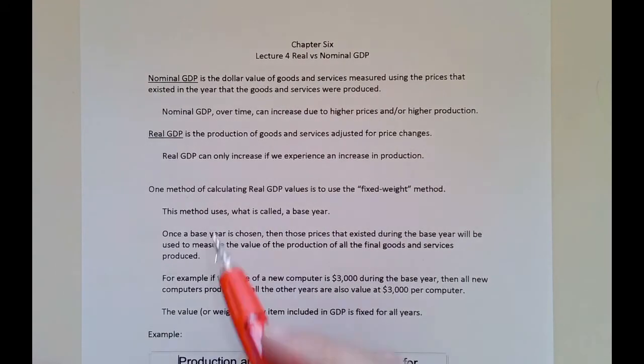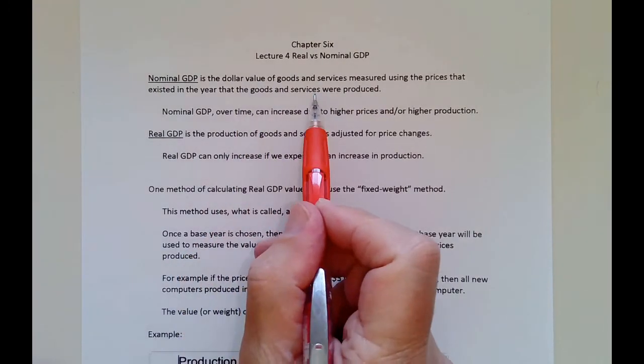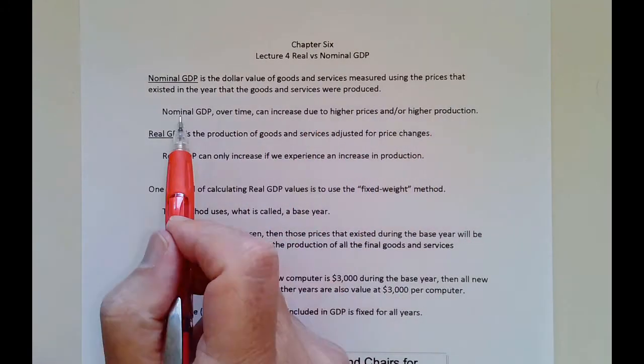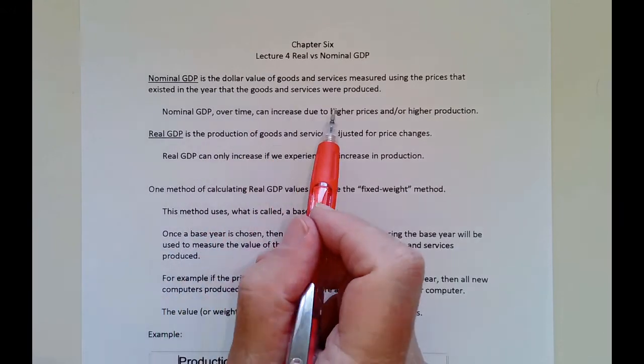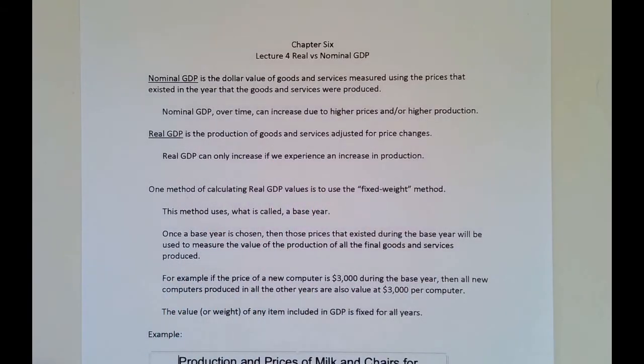So nominal GDP is the dollar value of goods and services measured using the prices that existed in the year that those goods and services were produced. So it looks at the price of the car. Say you're looking at 2019. You look at the price of the car in 2019, and that's what they used for that year's GDP, and that would be the average price of cars during that year. And then they would look at the average price of apples during the year, and those would be the prices that are used each year.